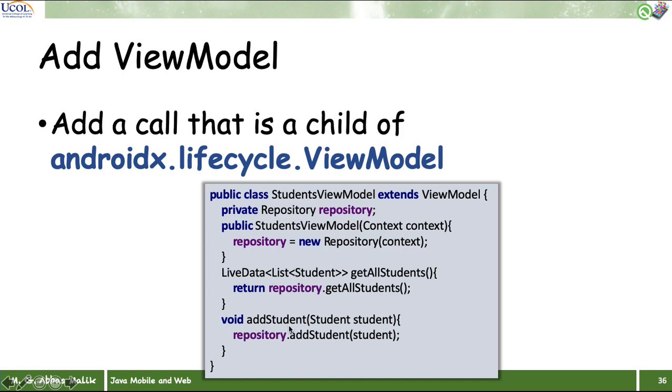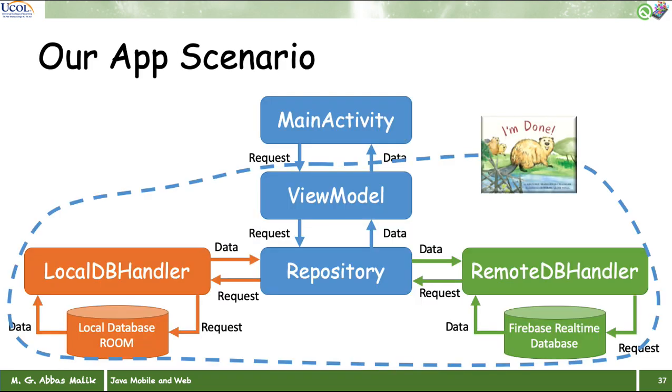And then we also have add student. Add student means inside the repository we have add student, it will call that method. And what will happen, it will call the add student method of the remote DB handler, which is going to add that student record inside our Firebase database and eventually come back into our room database. So by the implementation of the view model, we have completed this particular part.